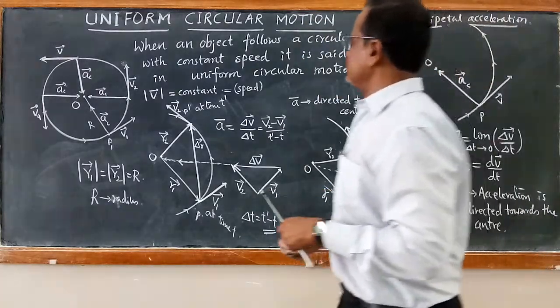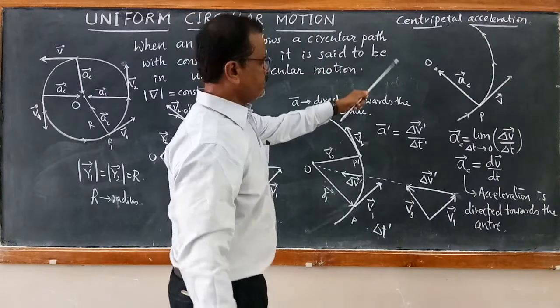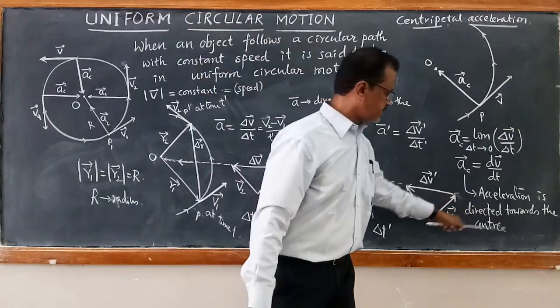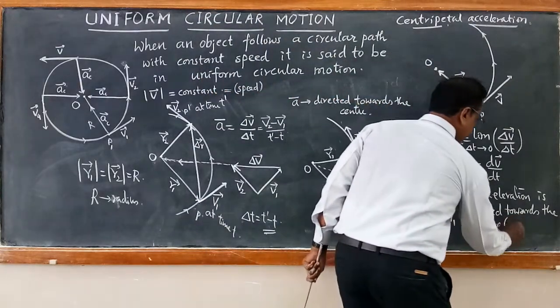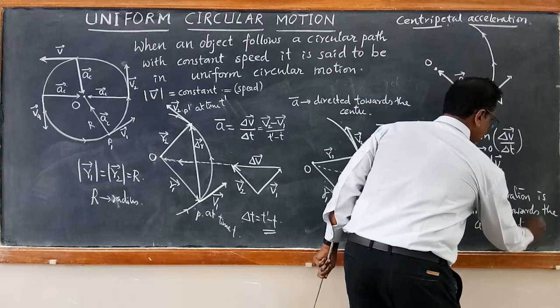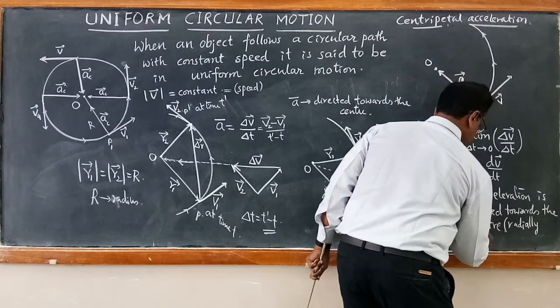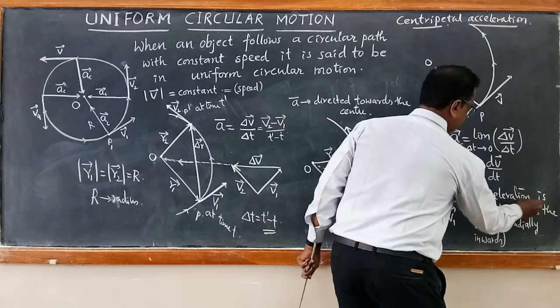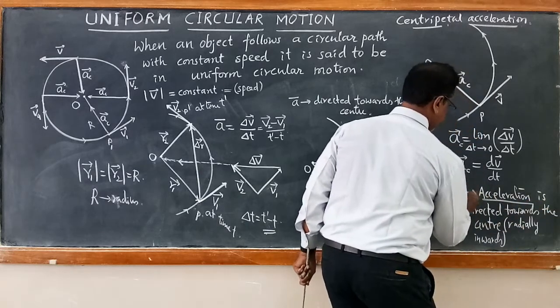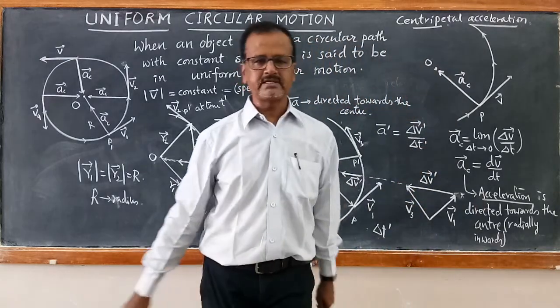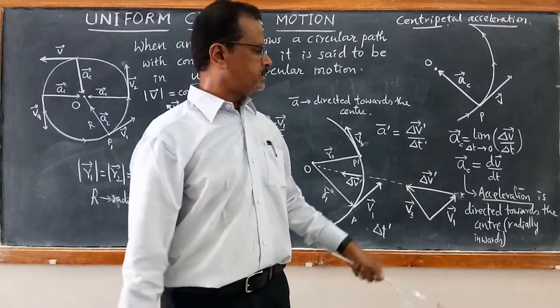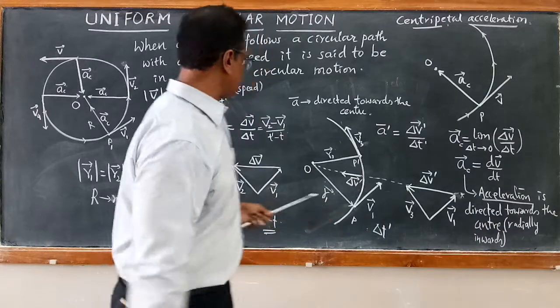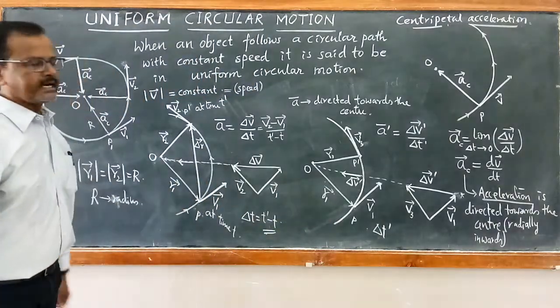I think that is clear. Acceleration which is always directed towards the center, radially inwards, is called centripetal acceleration. I think you can write it on your side. Next, we will find out the value of this centripetal acceleration using this vector diagram.